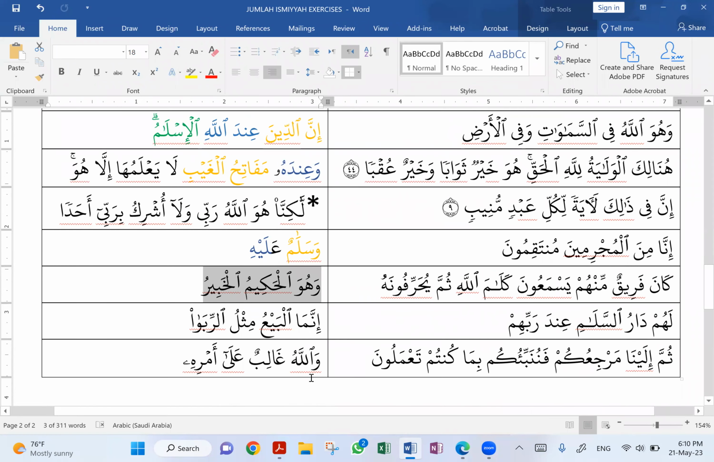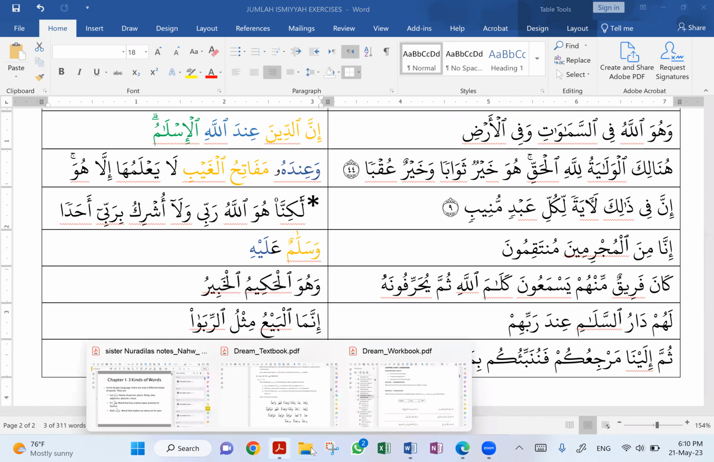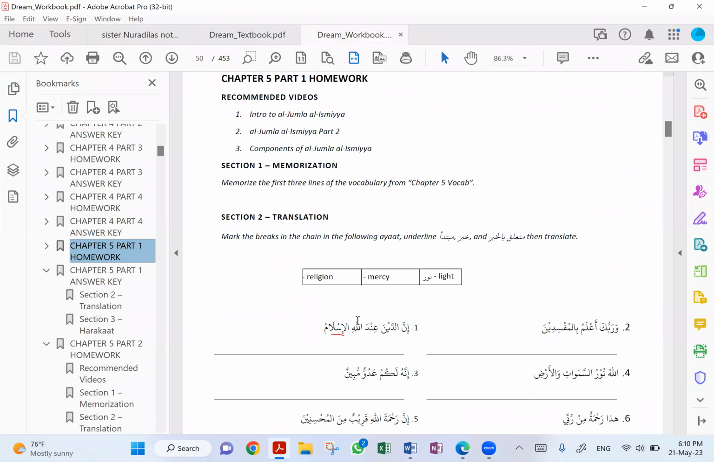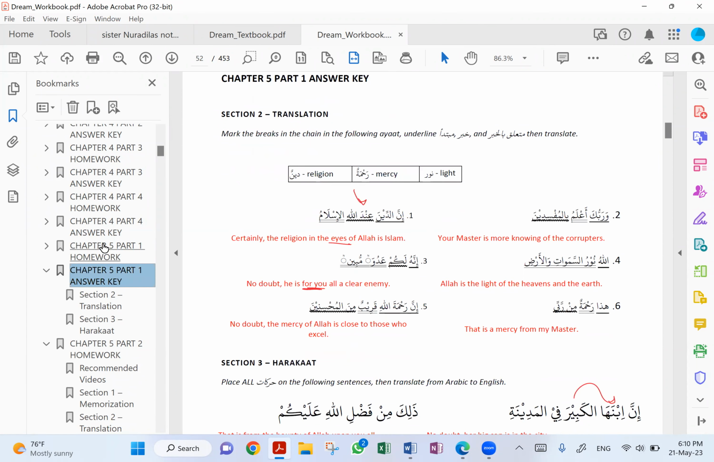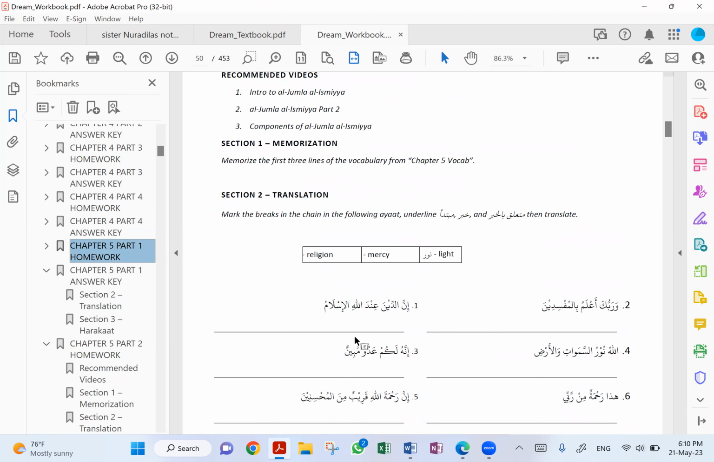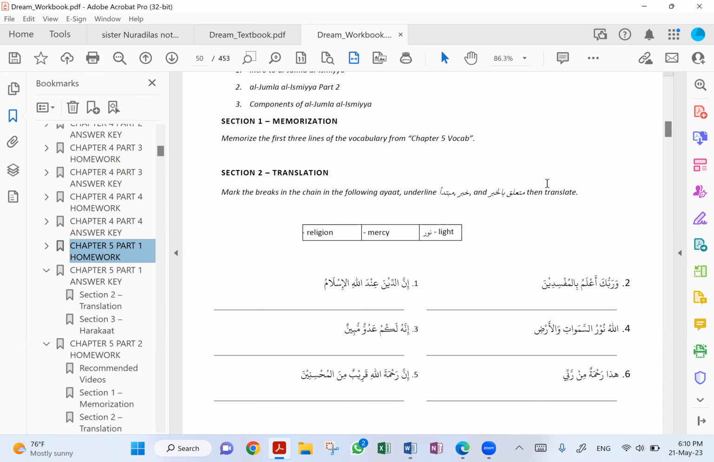We can do maybe these 3 ayats. I don't know if we'll have time. And then in the workbook, if we don't get to the workbook, you will have to do it on your own. But if we manage to look at the workbook, go to chapter 5, part 1, this is where the Jumlah Ismiyyah discussion starts. And there are many exercises here. After every part, you have an answer key. It will give you an exercise here. They will tell you to find the mubtada, the khabar, muta'alliq bil khabar. So you look at inna dina. I think we had done this before.